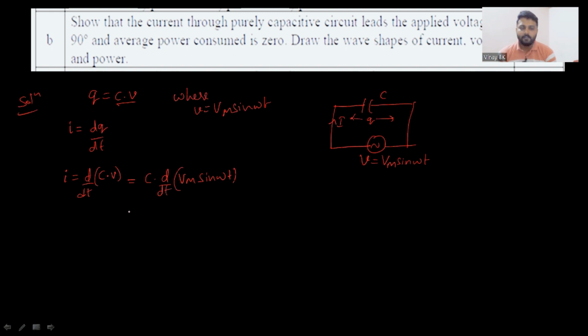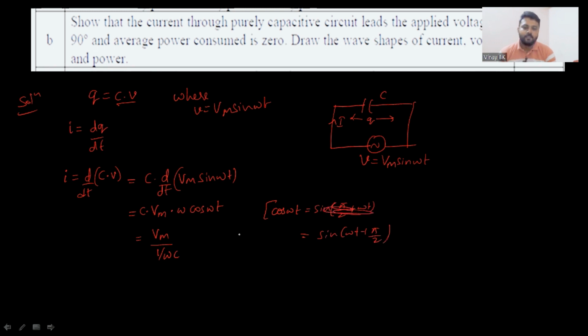If we take Vm outside, that constant Vm, that is C into Vm. So differentiation of sine omega t with respect to t is nothing but omega cos omega t. So you can read it here as Vm omega C, which I can read as Vm divided by 1 by omega C, into cos omega t. The trigonometry says cos omega t you can rewrite as sine of pi by 2 plus omega t, or sine omega t plus pi by 2.